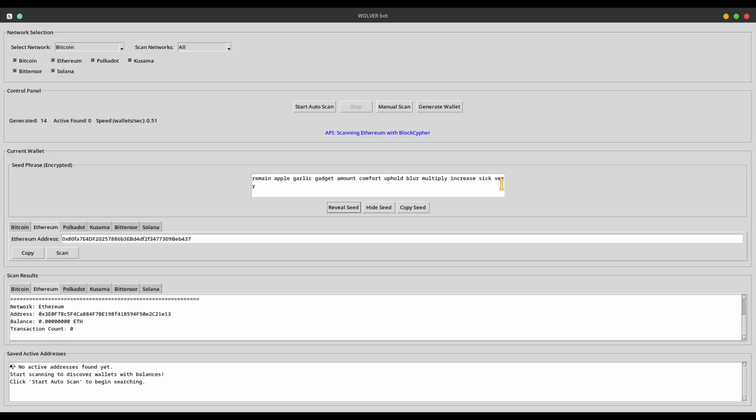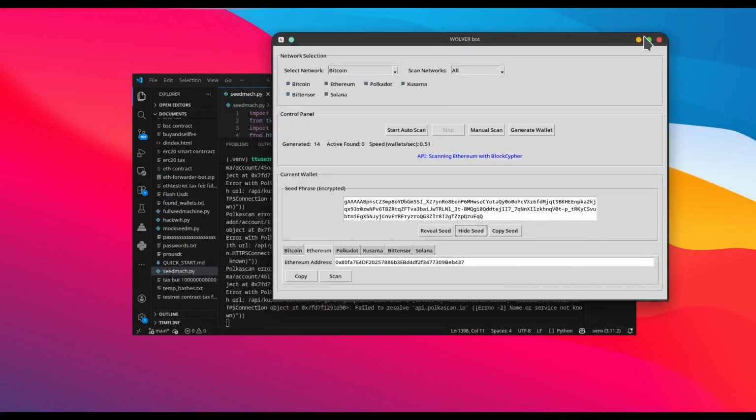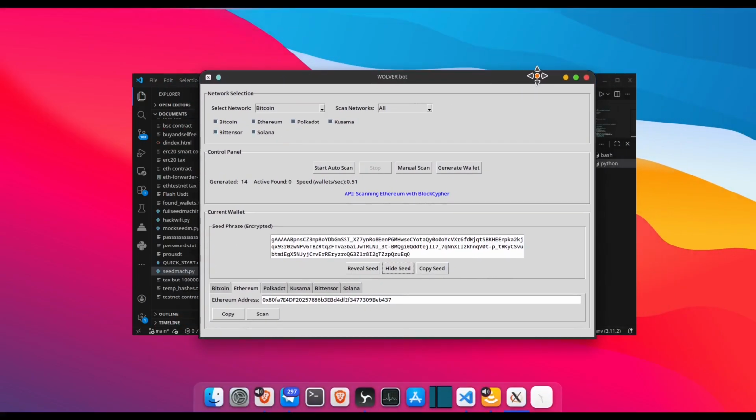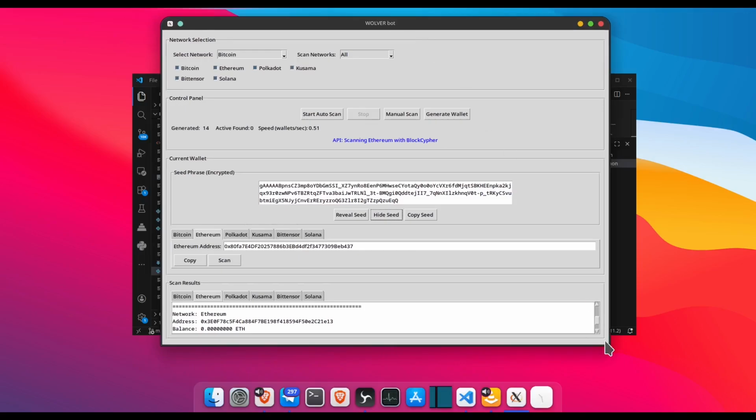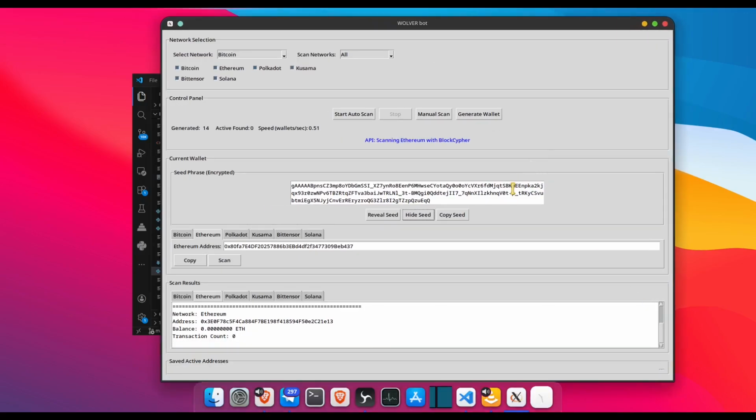The scale. You have to visualize the astronomical scale here. There are more seed combinations than there are atoms in the known universe. More addresses than grains of sand on Earth. These are numbers so massive the human brain can't even comprehend them. Yet, this bot marches through them, non-stop. While you sleep, while you eat, while you live.